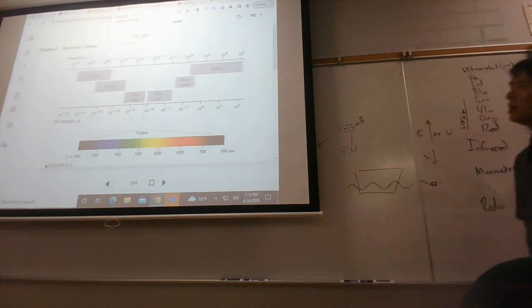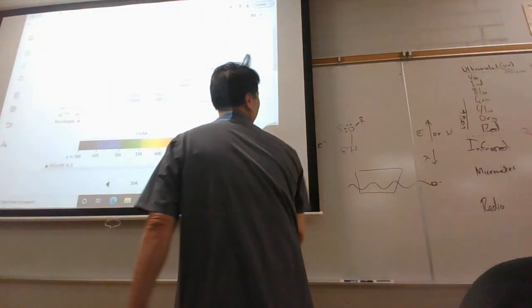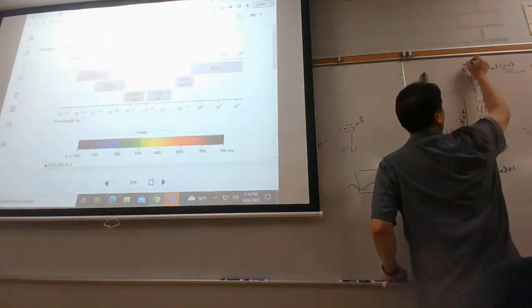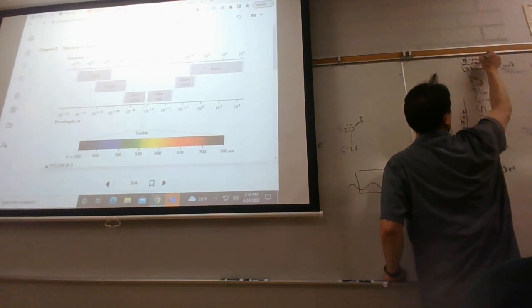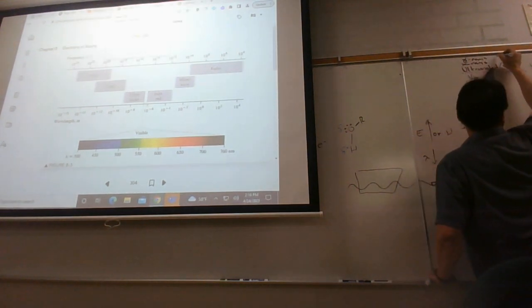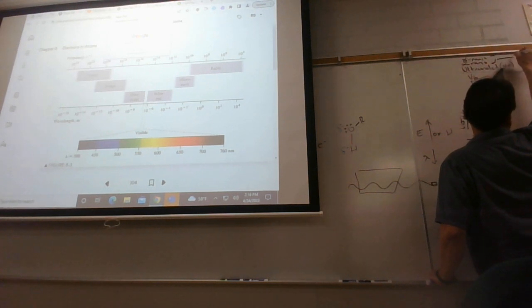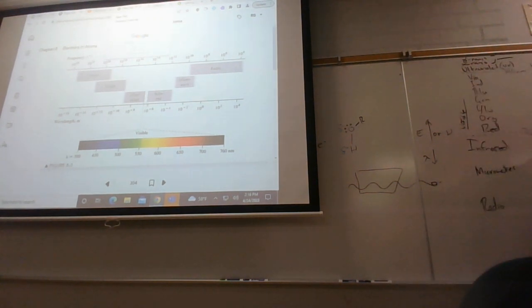After ultraviolet comes what? X-rays and gamma rays. X-rays are lower energy, and gamma rays are higher in energy. X-rays and gamma rays not only break the bonds, but they can knock electrons off. Knocking electrons off we call ionization. So these are called ionizing radiation, and they ionize matter. That is, they'll break electrons off matter.